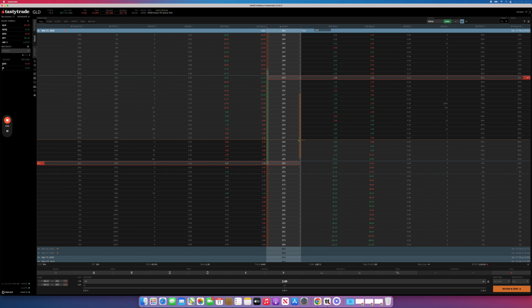Now you'll notice that the green bar overhangs the contracts. And the reason why is because we collect a premium up front, which is non-refundable, and we keep that no matter what. And that premium right now is $2.09.